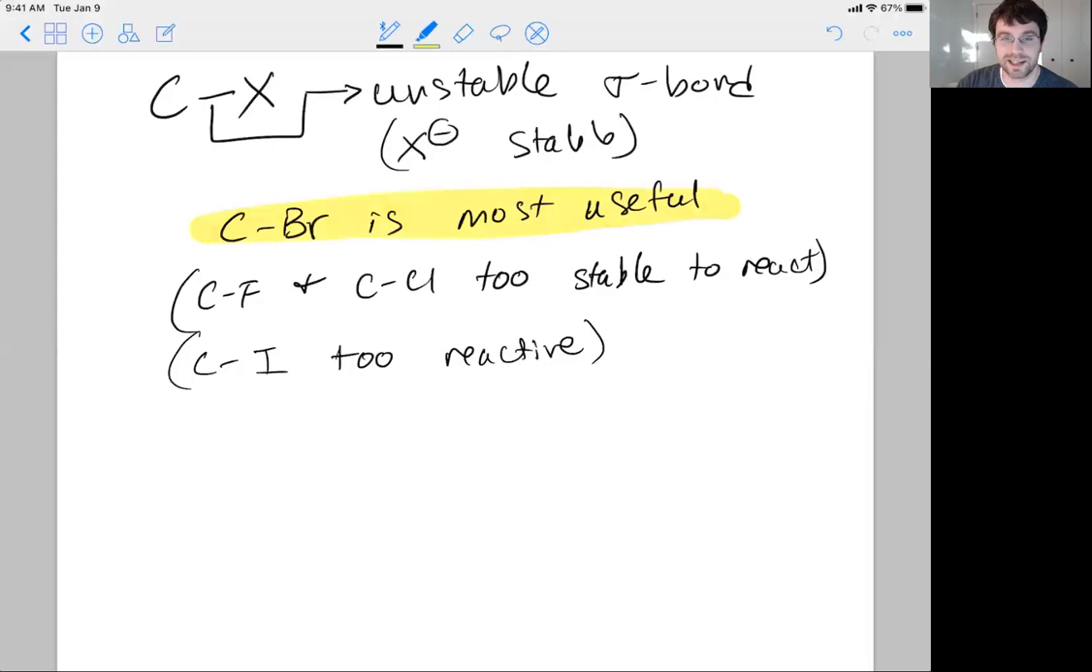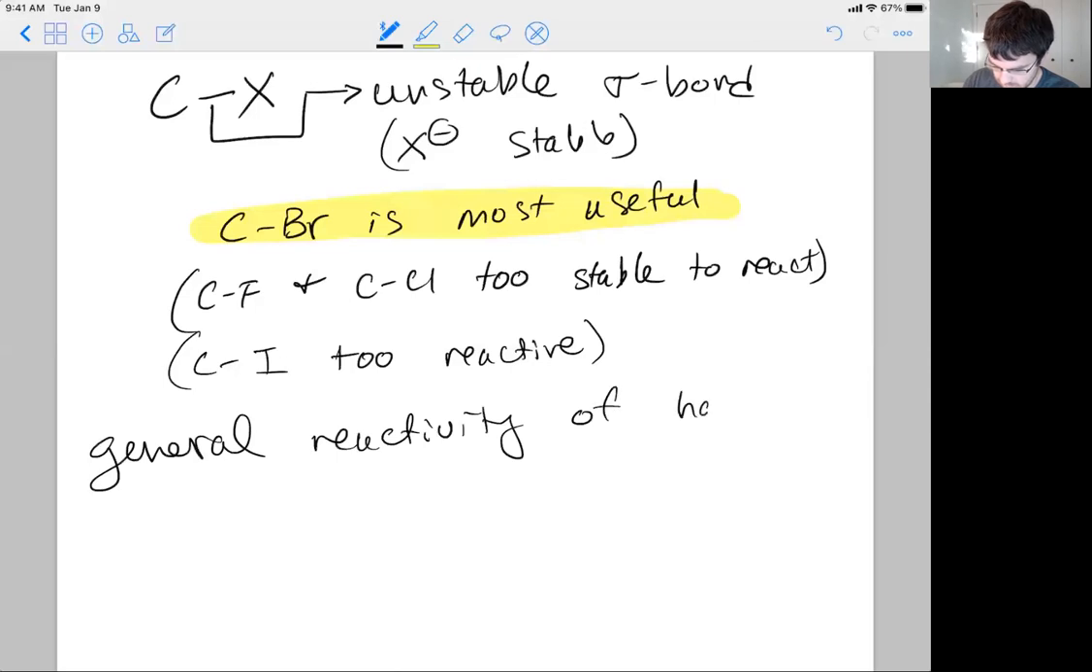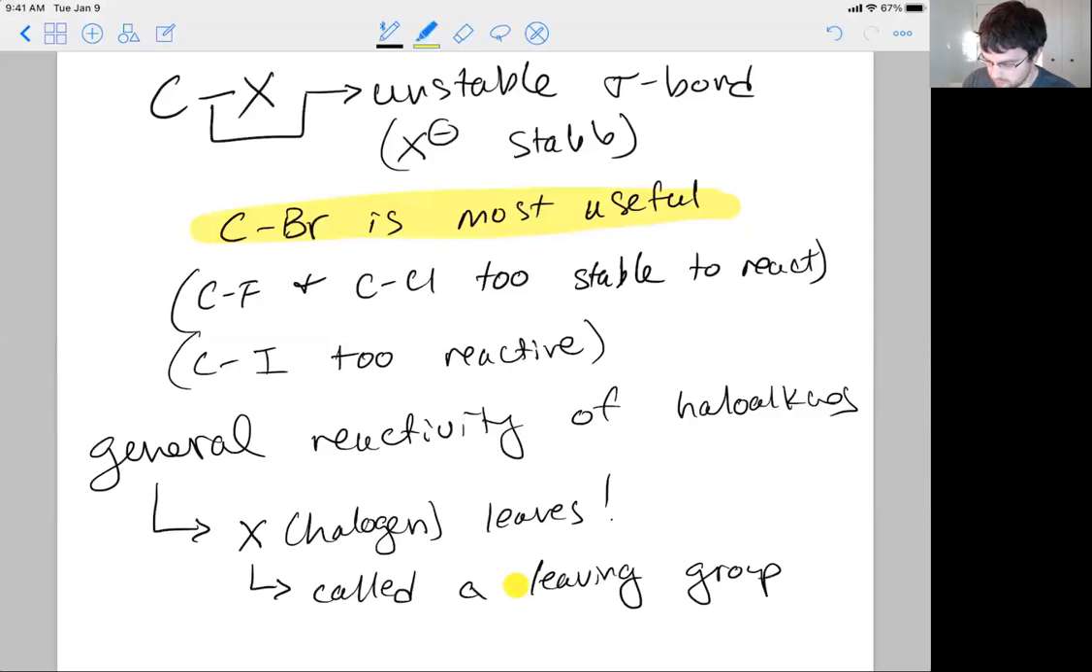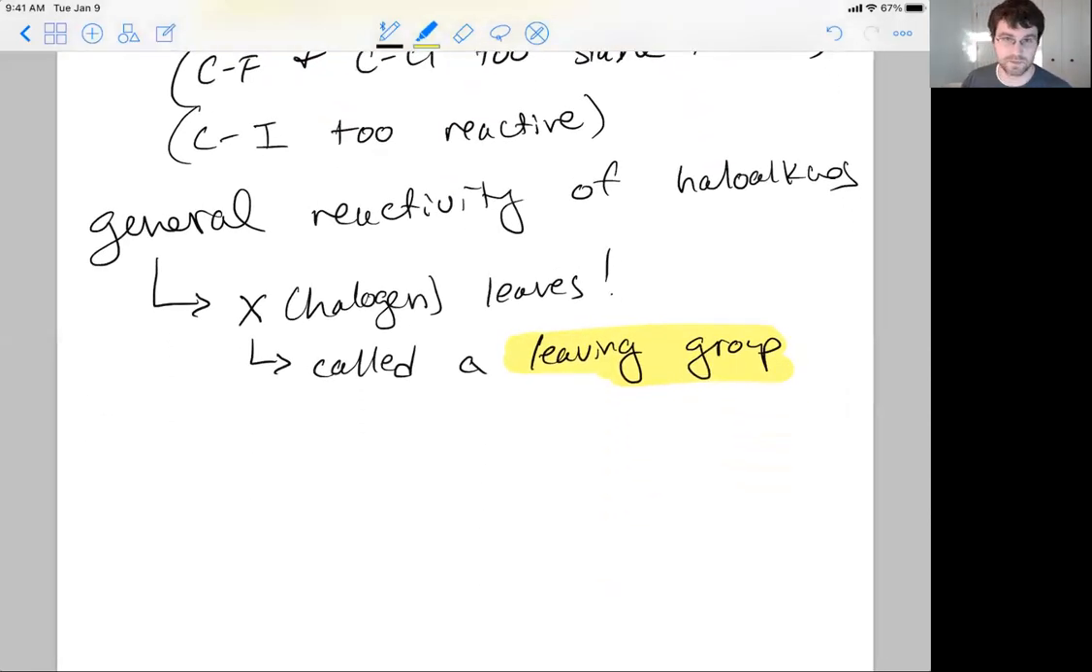Now, having set us up to recognize that the halogen atom is stable as a negative charge and actually forms a relatively unstable bond with carbon, let's talk about the general reactivity of haloalkanes. Now, in general, the X, which is our halogen, leaves. And so it's often called, and this is an important term, a leaving group. That's a very important term, and it really helps us understand the chemistry. These halogen atoms are more often than not willing to depart from the molecule as they do some sort of chemistry. So it's a leaving group.